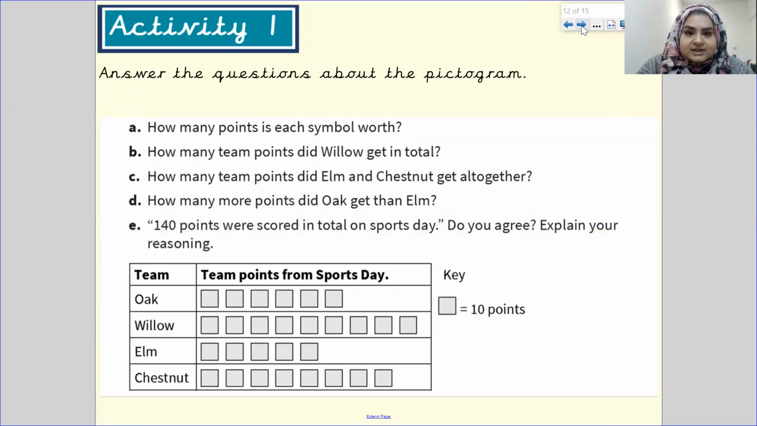So activity 1 says answer the questions about the pictogram. So for example, A says how many points is each symbol worth? So we know it's worth 10 points. Okay, so pause the screen here if you're meant to be doing activity 1.